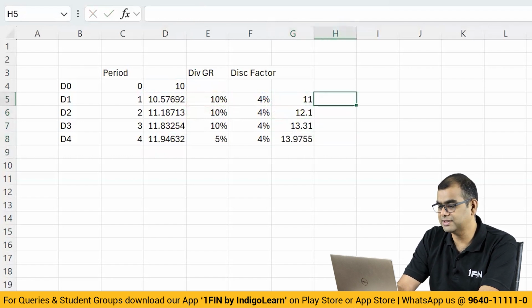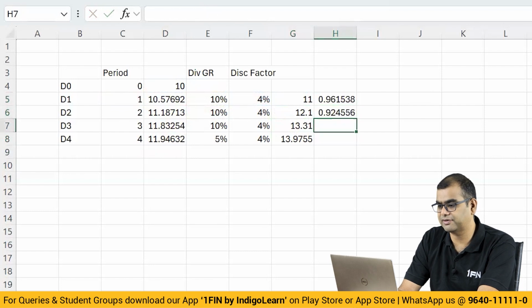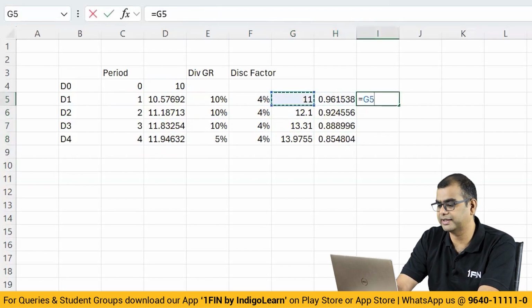This is the dividend. But what is the present value factor? 1 by 1 plus 4% power 1. So, this is the first year PV, second year present value factor, third year present value, fourth year present value factor. So, if you multiply these two, you are getting the values what I just showed you in column number D.